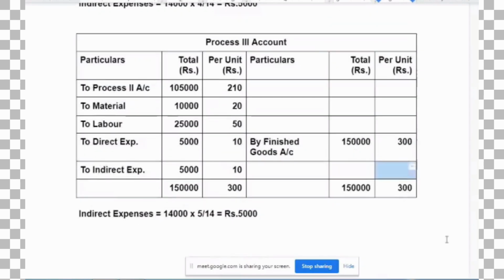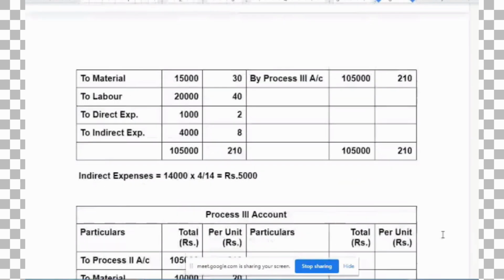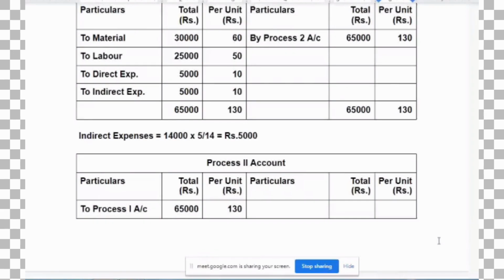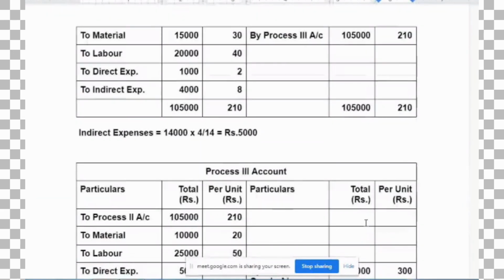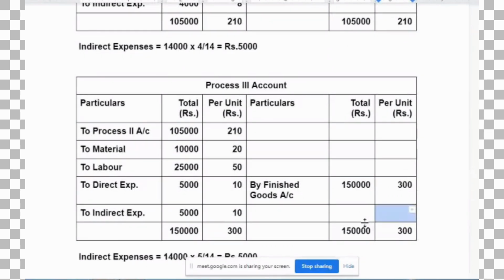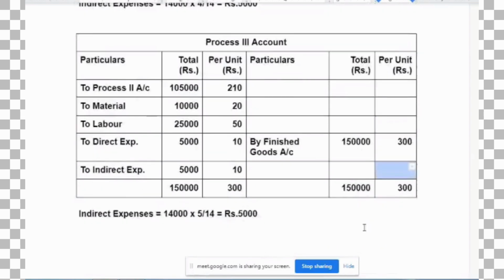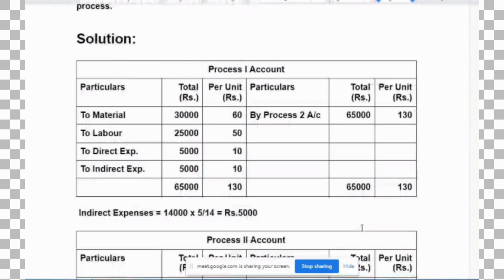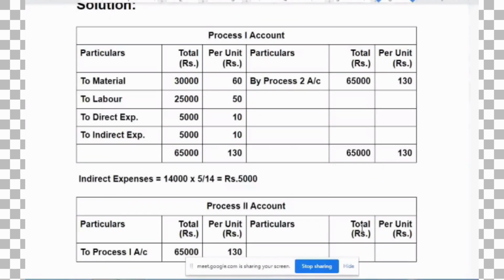What we are trying to understand here is the basic fundamental of how material goes from process 1 to process 2, process 2 to process 3, and process 3 to finished goods. There might be process 4 and process 5, but in our examples a maximum of 4 processes is asked. As we keep incurring expenses, the costing keeps increasing, cost keeps adding up. This is how a process account is prepared.